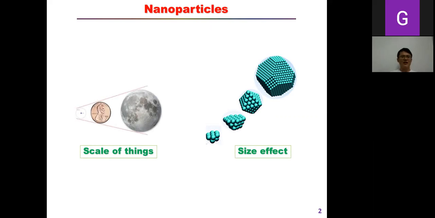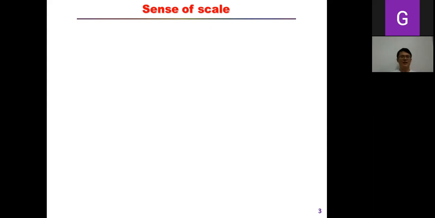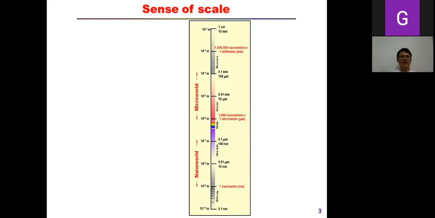Before talking about nanoparticles, it's important to have a sense of scale. This figure shows the scale from 1 centimeter down to 0.1 nanometer. For example, an ant has a size of about 5 millimeters, which can be seen by human naked eyes. Human hair has a diameter of about 50 micrometers, which is the smallest dimension that naked eyes can see.